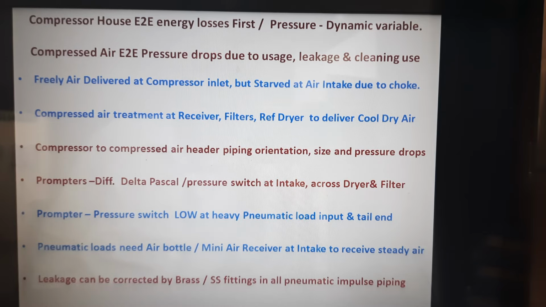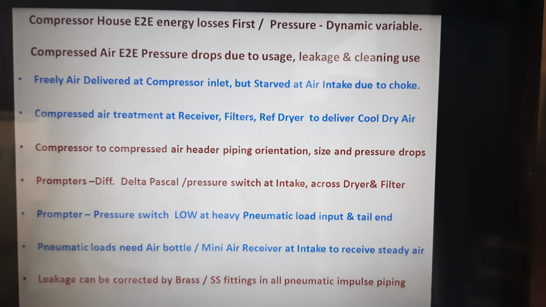For the compressor to compressor header piping orientation, if the compressor flange is around, say, 2 inches, the header needs to be at 3 inches. Also, for a given flow, what piping is to be laid is already told by all the compressor OEMs and by the Bureau of Energy Efficiency manuals also.